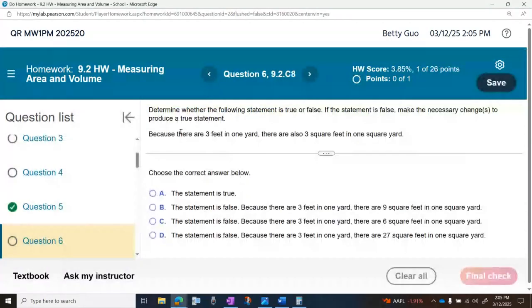And the unit is going to be cubic units. Determine whether the statement is true or false. If it's false, make a necessary change to make it true. Because there are 3 feet in 1 yard, there are also 3 square feet in 1 square yard. No. This actually is a good thing to talk about.